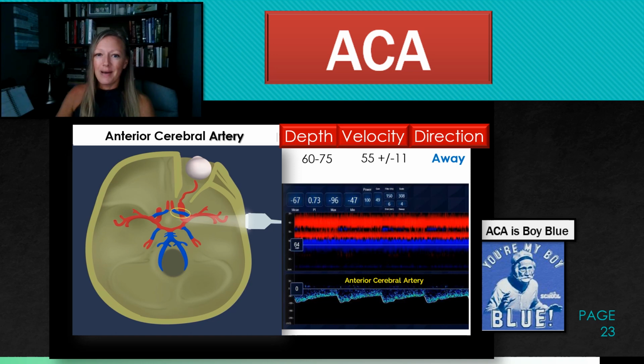So to help you remember, because I need things to help me remember, I'm trying to make this a little bit more helpful for you. We're going to name our ACA Boy Blue. I don't know if any of you have seen the movie Old School, but we'll just use Boy Blue as our ACA to help us remember our MCA as Big Red and our ACA as Boy Blue.